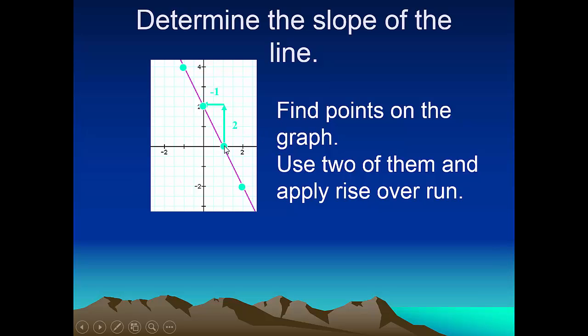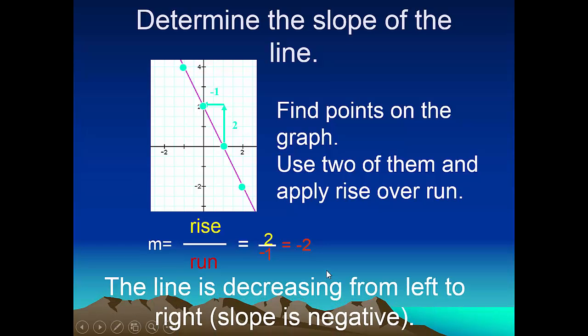And the same thing goes for your rise. If your rise is going down, then it would be negative. So our rise here is 2, our run is negative 1. So we will put that in this formula here. Our rise is 2, our run is negative 1, so our slope is negative 2. Now the line is decreasing from left to right, as you see here, and our slope is negative.